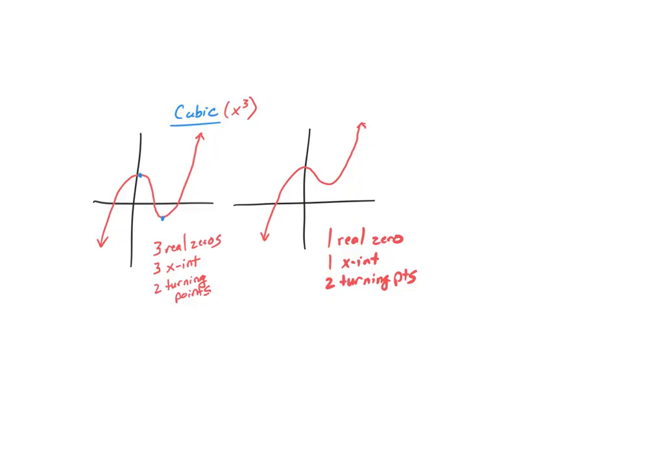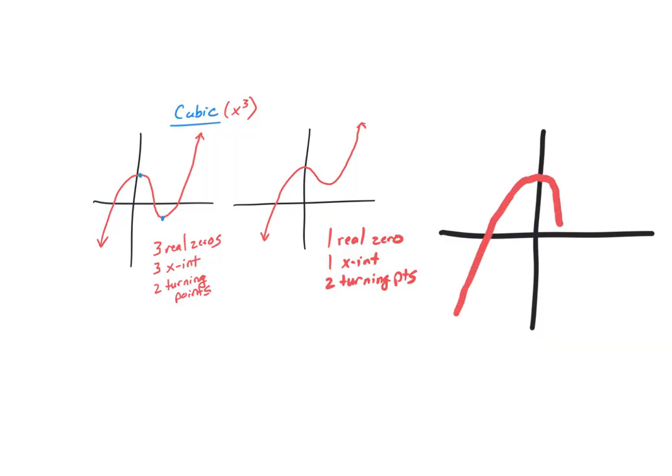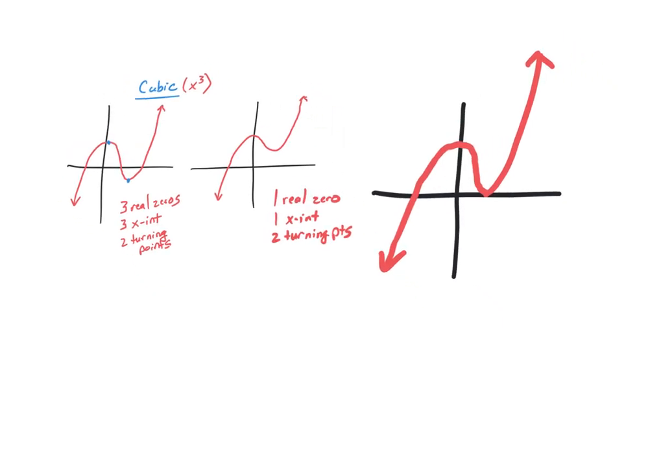One other possibility here, just so you can kind of see some different things, is if I, once again, do this. Yesterday we talked about there being a bouncer where it comes down, hits the x-axis, and comes back up. So on this one, we would say this one has 2 real zeros, 2 x-intercepts, and still has 2 turning points.